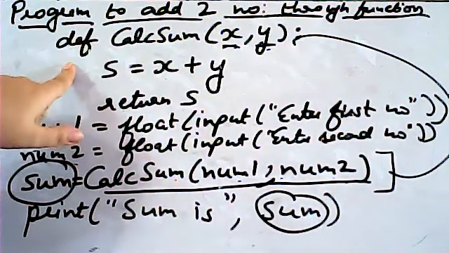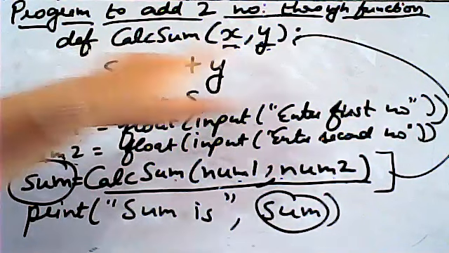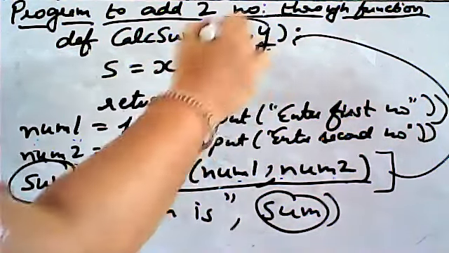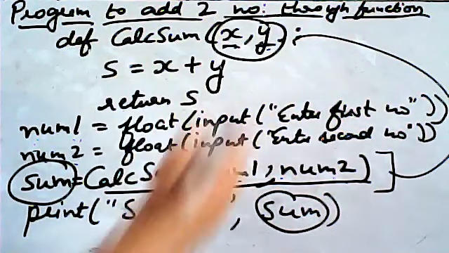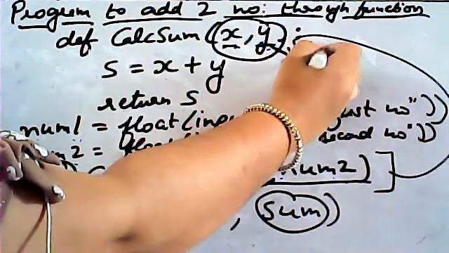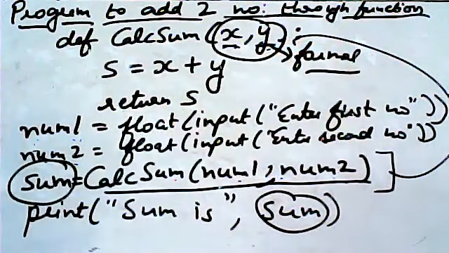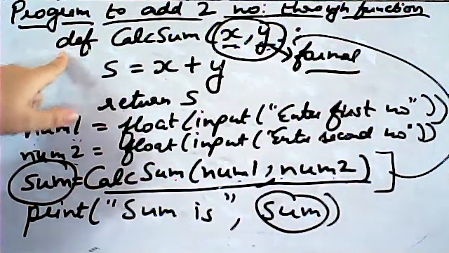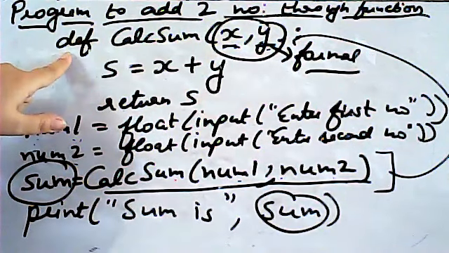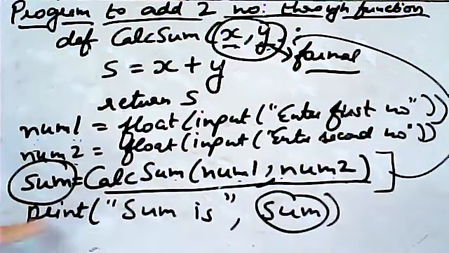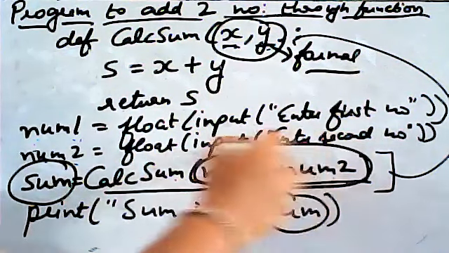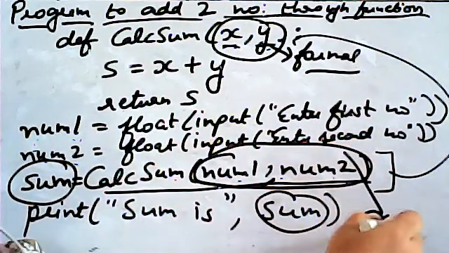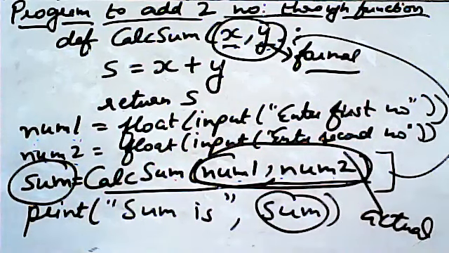Whatever the parameter is that is passed in the header of the definition, like these two, this is known as a formal parameter. Whatever the parameter is passed in the function call, like this one, this is known as an actual parameter. So this question always comes: what is the difference between formal parameter and actual parameter?